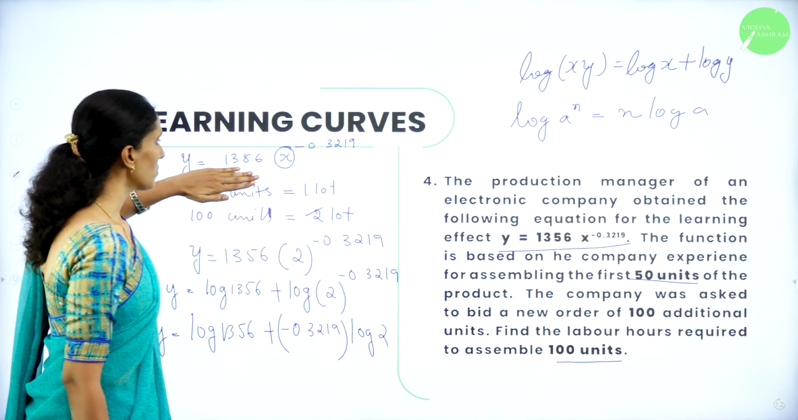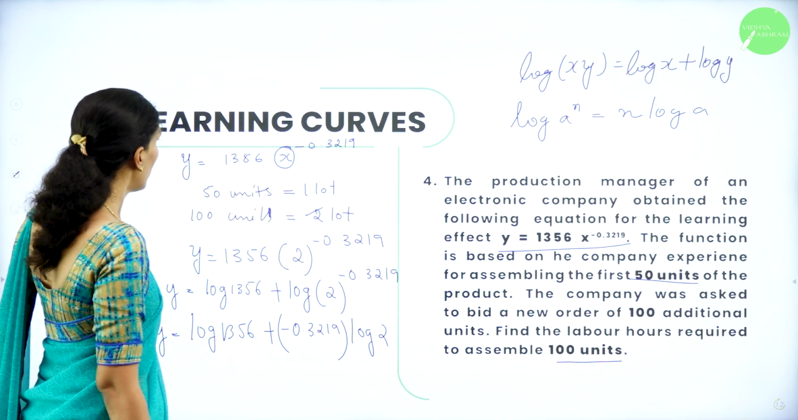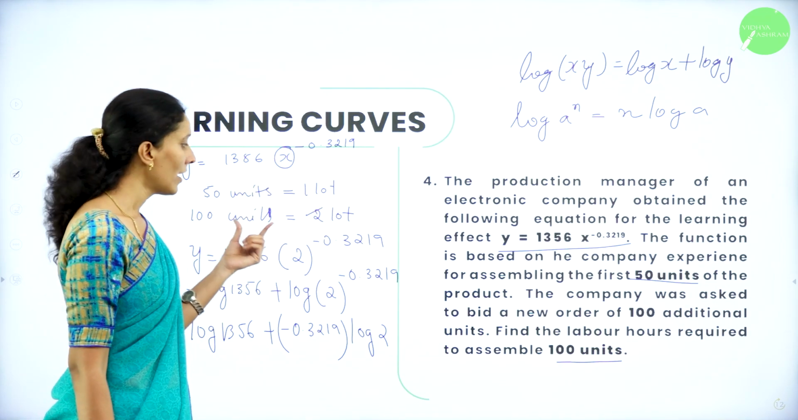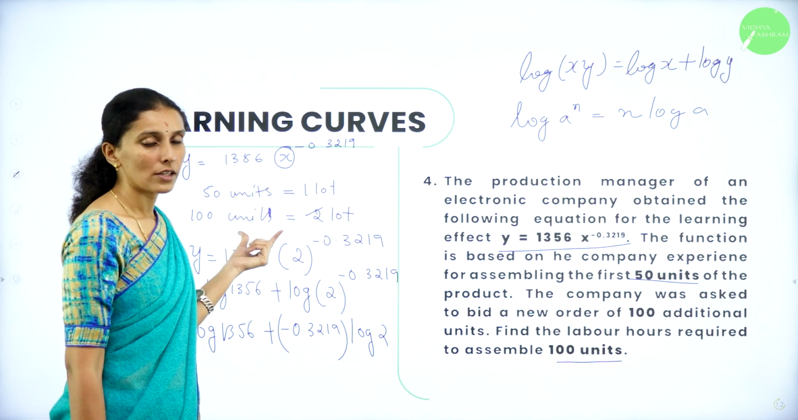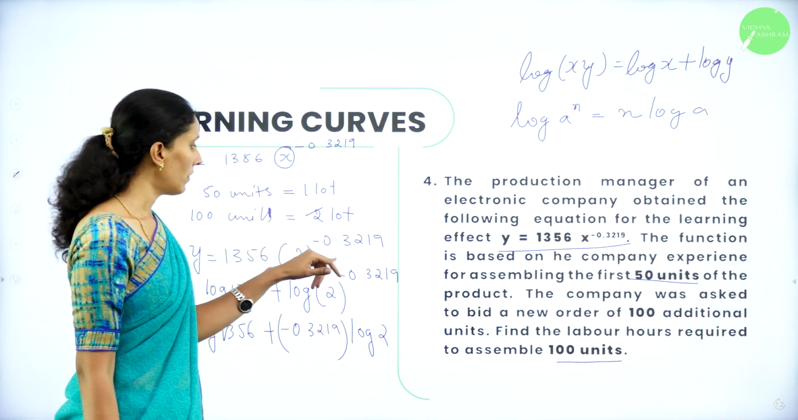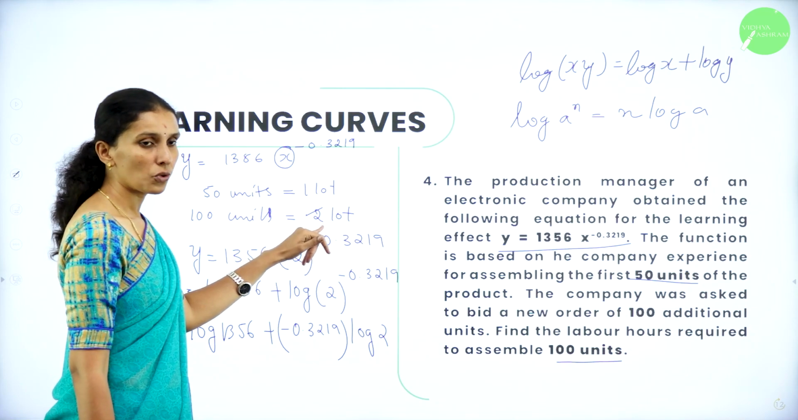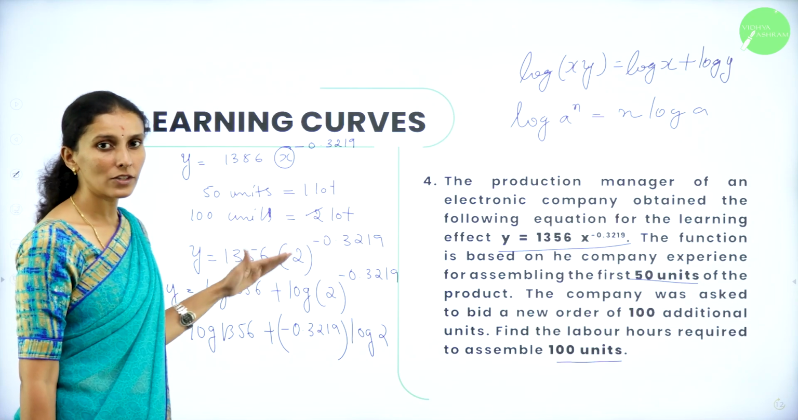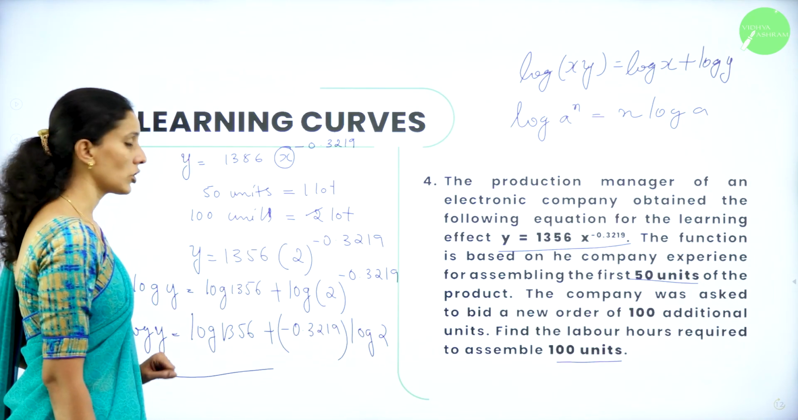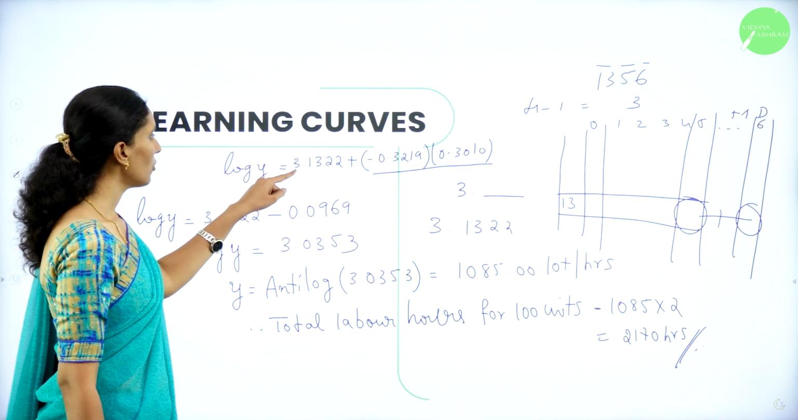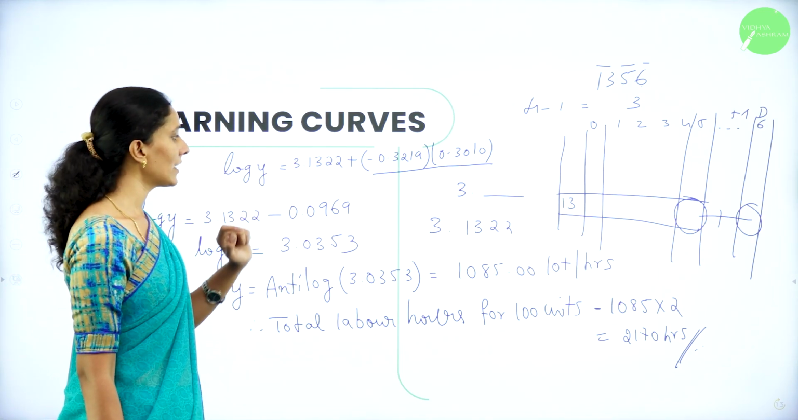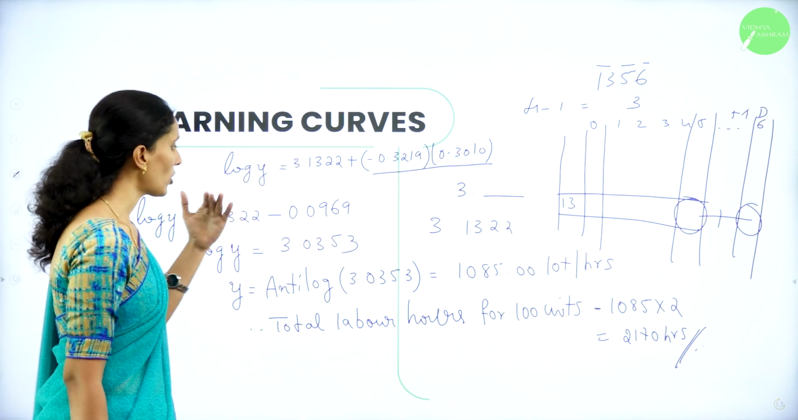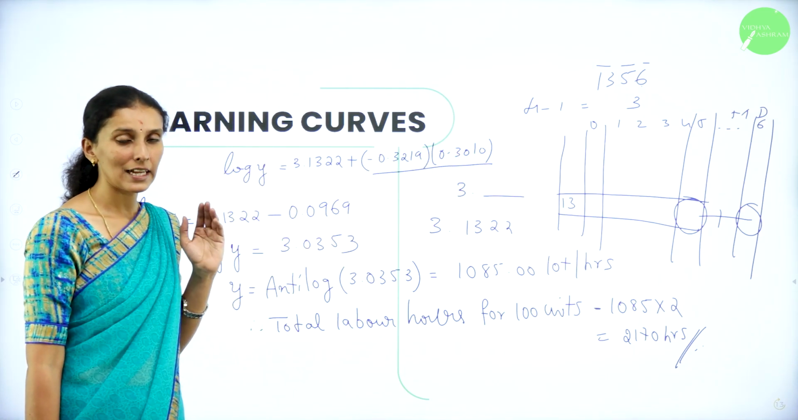Again, using the learning curve equation, we can find what is the value of x. For 50 units, if I have taken 1 lot, I have to calculate how many lots will be produced in an hour. So I have taken x as 2 lots, substitute the value of 2, take log on both sides, applying the properties of log, we will get the following equation. Next, find the value of log 1356, you will get 3.1322. Again log 2 and multiply, subtract, you will get 3.0353 as log y.